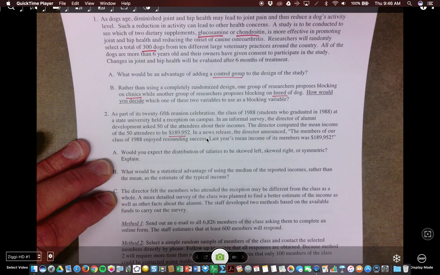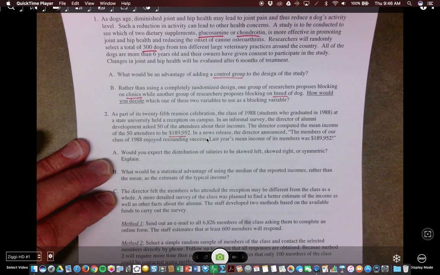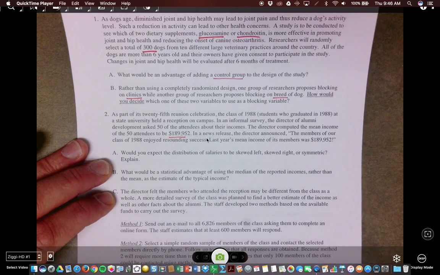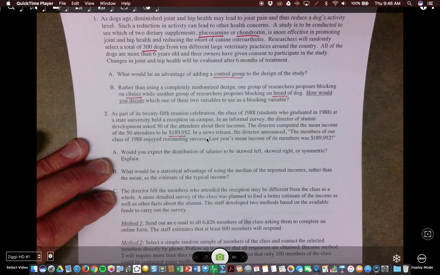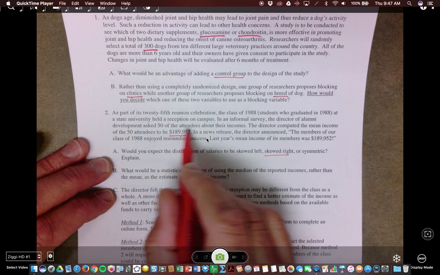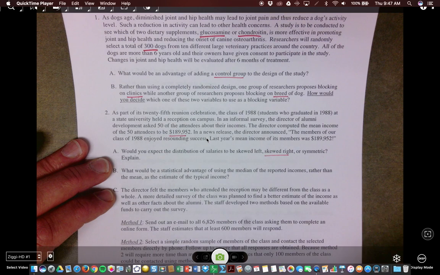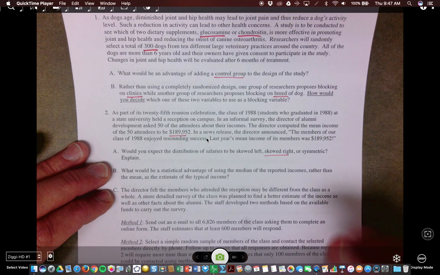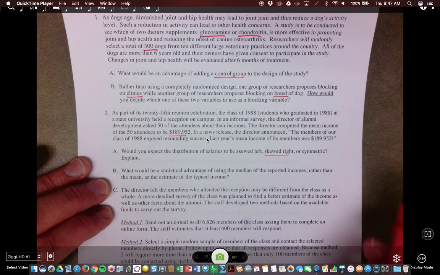If you think about salaries, there are probably a few people that have very high salaries here, and probably a lot of people that have moderate salaries. So my guess is that the distribution of salaries is skewed to the right. There are probably some people in this group that make tons and tons of money, but there are probably a lot of people that just make moderate incomes.